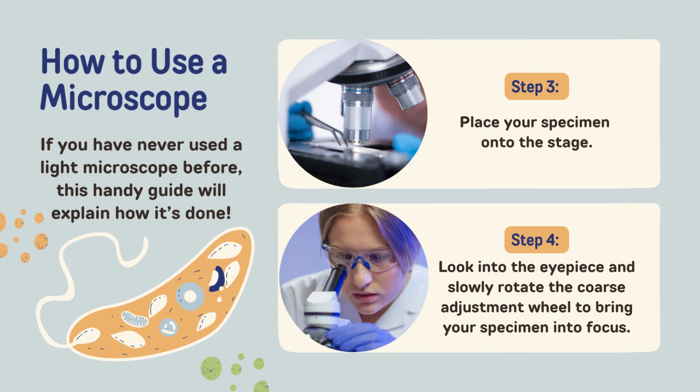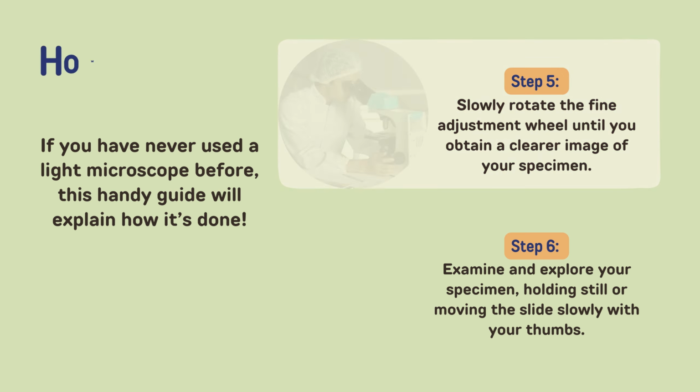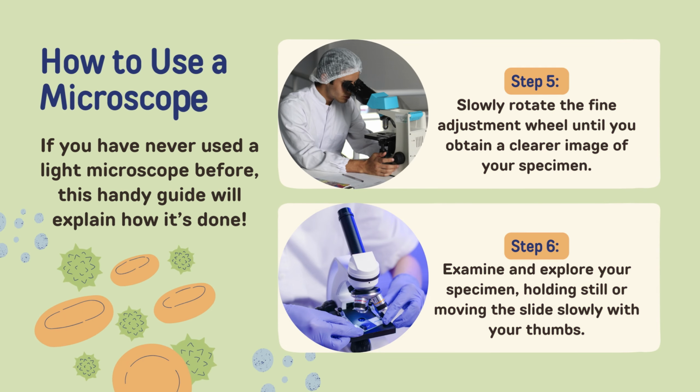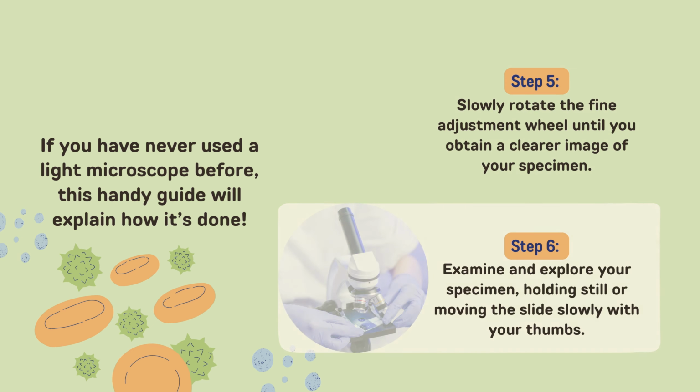Step 4. Look into the eyepiece and slowly rotate the coarse adjustment wheel to bring your specimen into focus. Step 5. Slowly rotate the fine adjustment wheel until you obtain a clearer image of your specimen. Step 6. Examine and explore your specimen, holding still or moving the slide slowly with your thumbs.